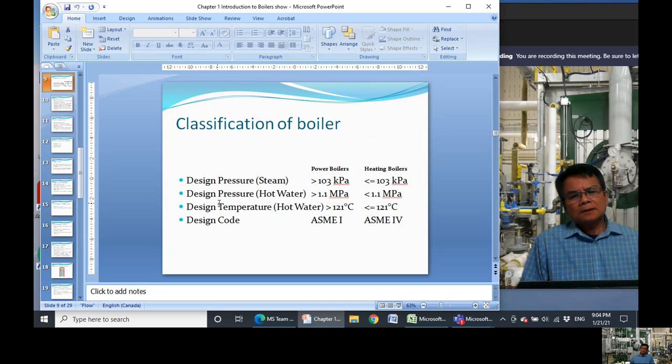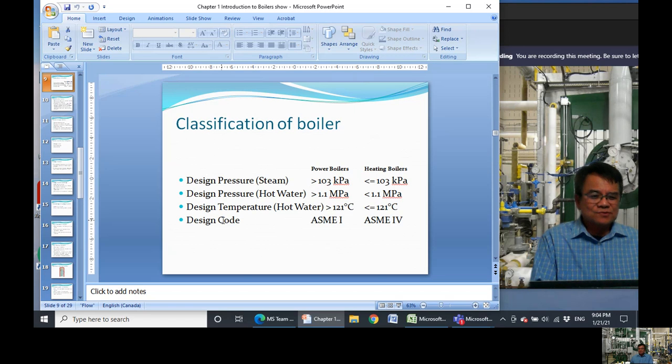Now, the construction requirement is a whole lot different between the power boiler and the heating boiler. The heating boiler's construction is not as strict as the power boiler's. The power boiler is constructed under ASME Section I. This is a whole lot stricter than ASME Section IV for the hot water boiler.